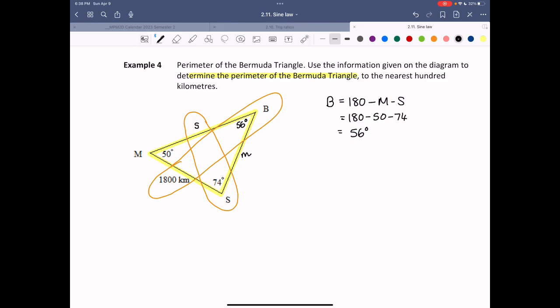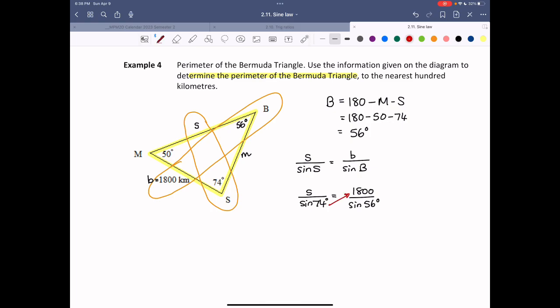Okay, so side length S divided by sine of S is going to be side length B divided by sine of B. And this is my side length B right here, 1800. So side length S divided by sine of 74 is going to be equal to 1800 divided by sine of 56. Cross multiply up there.